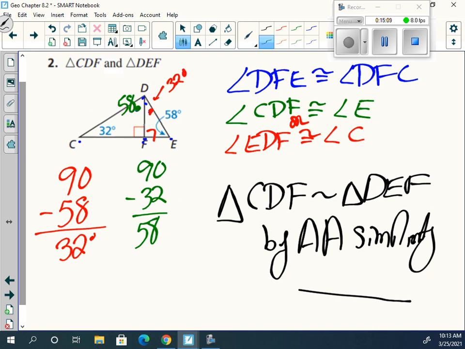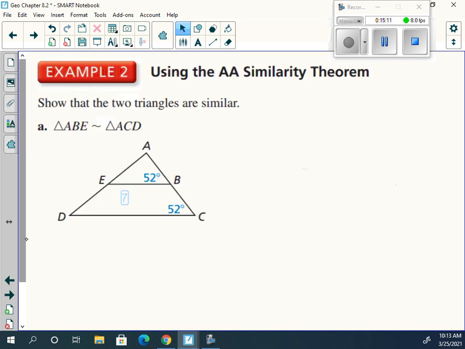Okay, well, it seems like I'm on the board. Next page. State whether the two triangles are similar. Show that the two triangles are similar.